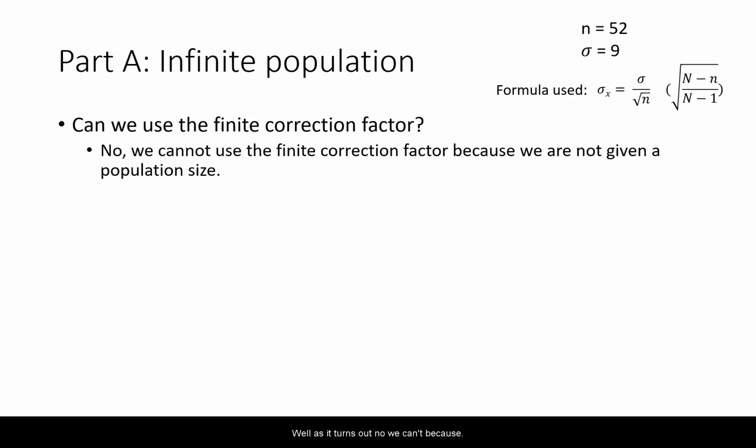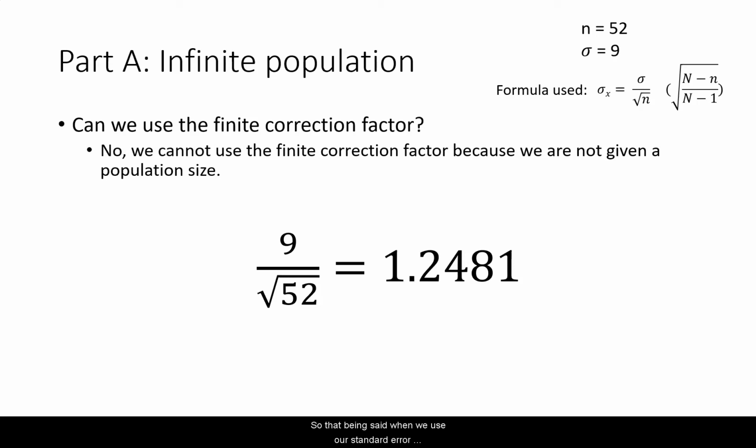Well, as it turns out, no, we can't, because we cannot use the finite correction factor here because we are not given a population size. It's very hard to figure out if 52 is greater than 5% of infinity because we just can't. So in this case, we cannot use the finite correction factor. So when we use our standard error formula, we are only allowed to use sigma divided by the square root of n, which gives us 9 divided by the square root of 52, which gives us a standard error of 1.2481.